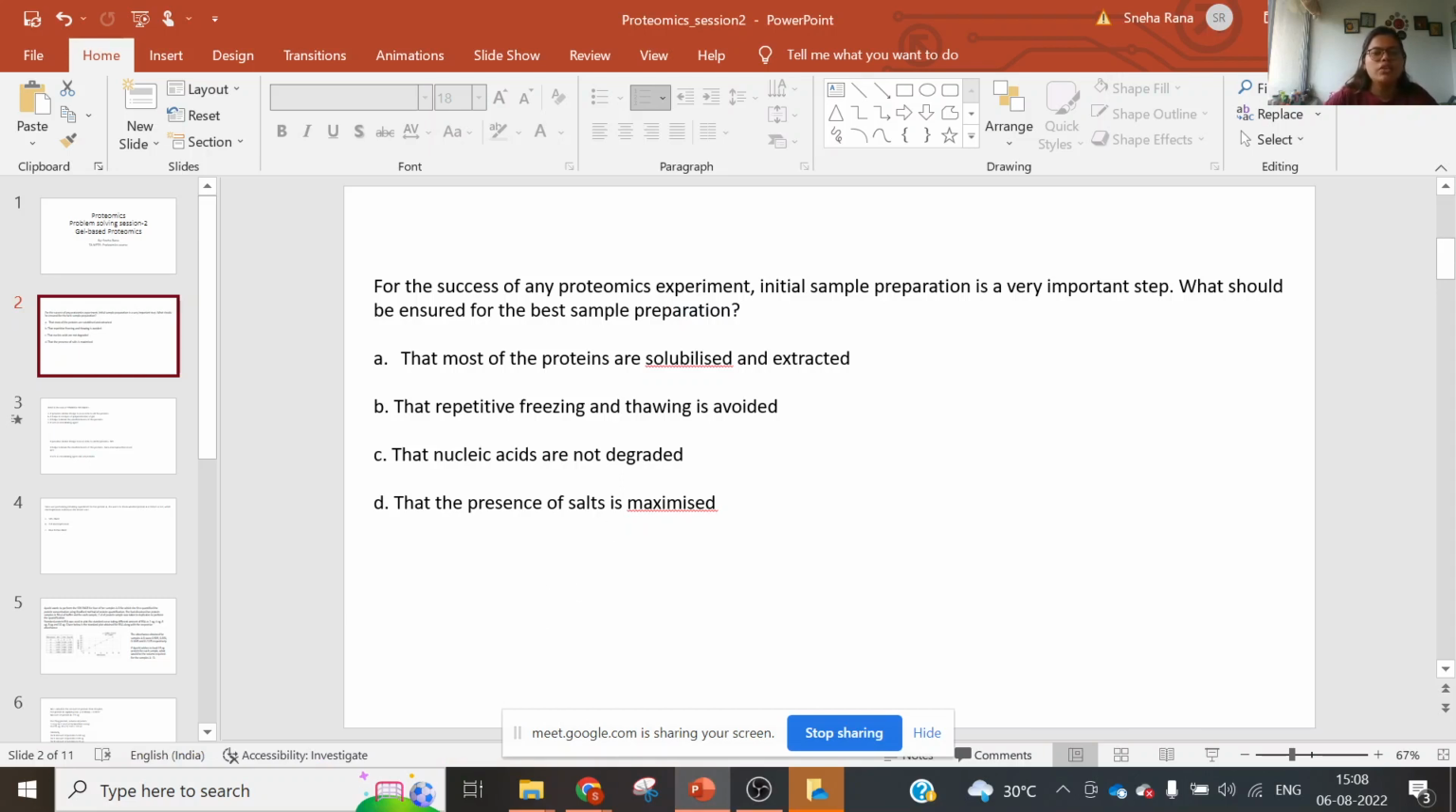So while preparing your sample for proteomics analysis, your major concern, you're seeing all kinds of proteins, right? So you're interested in proteins. The most important step is all the proteins of your sample should be solubilized and extracted. You should not lose any kind of protein, right? So this should be included, right? This is a very important step.